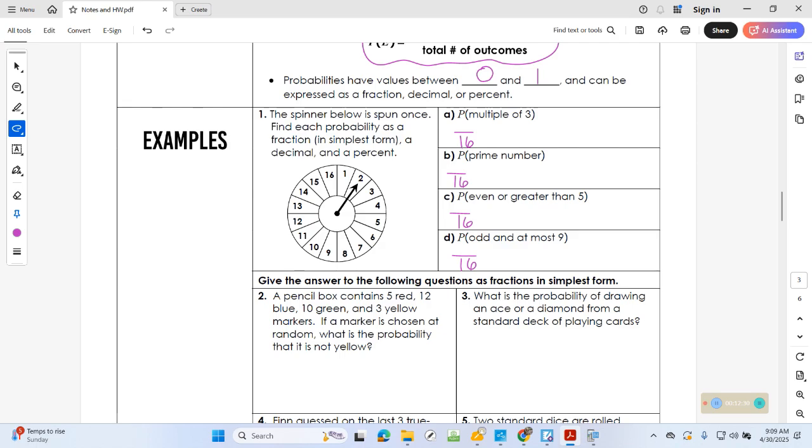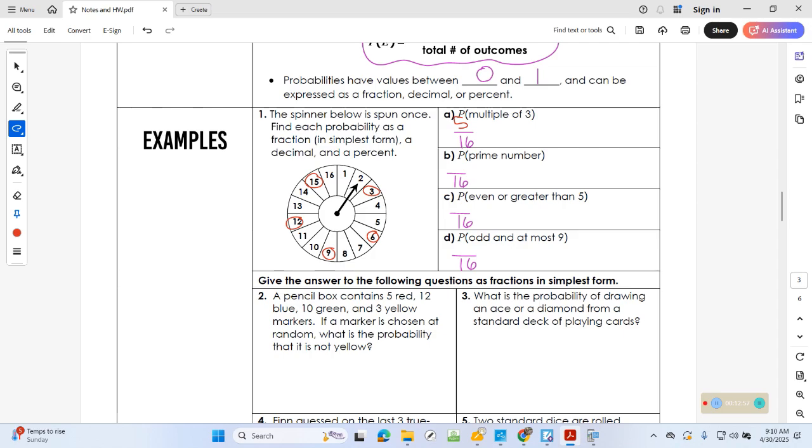That's the easy part, right? Okay, let's do, of course, the top one. So multiples of 3. So multiples of 3 are my favorable outcome. So I'm looking at the spinner. Multiple of 3. What's another multiple of 3? 6. Another multiple of 3. Another. Got it. Anything else? 15. Okay, count them for me. How many total you got there? 5. So 5 over 16.